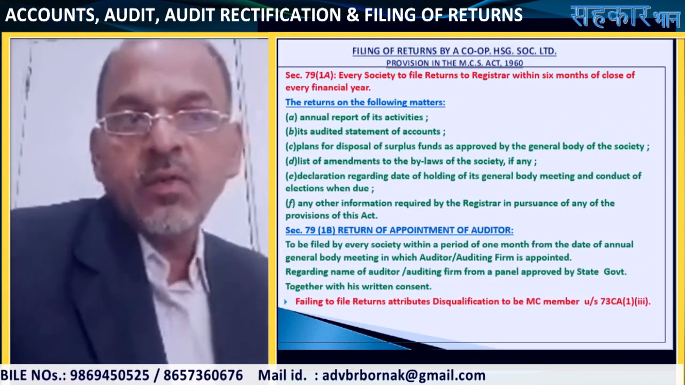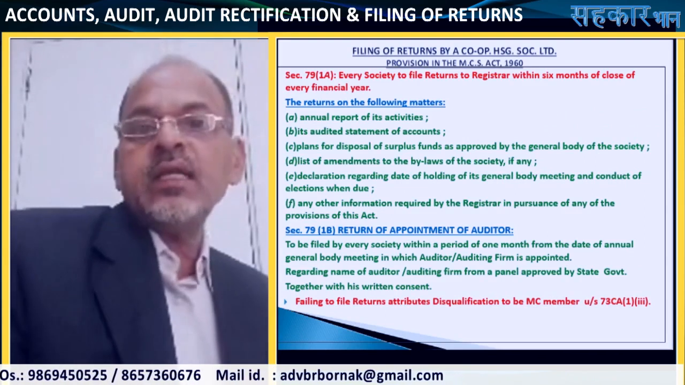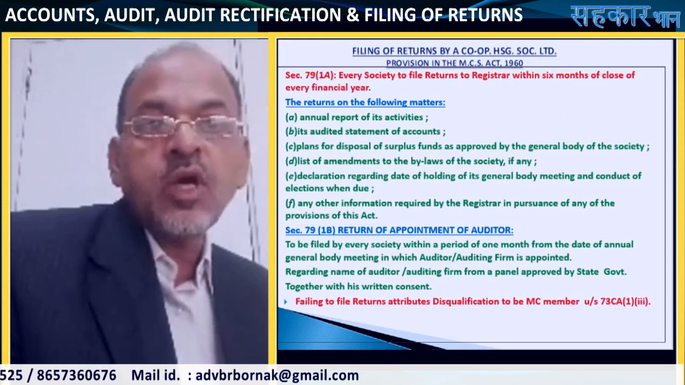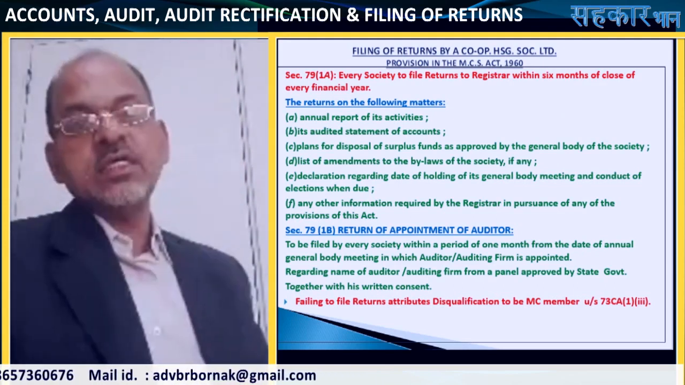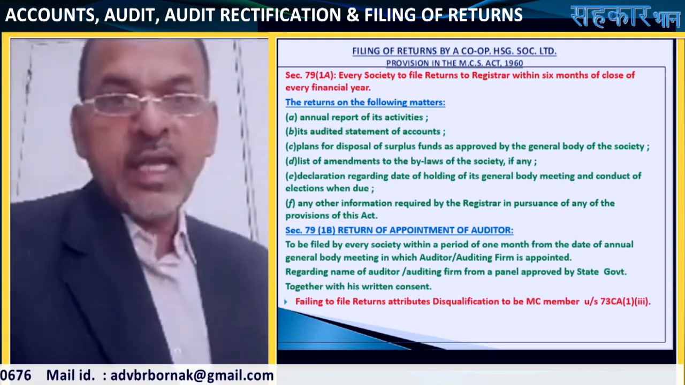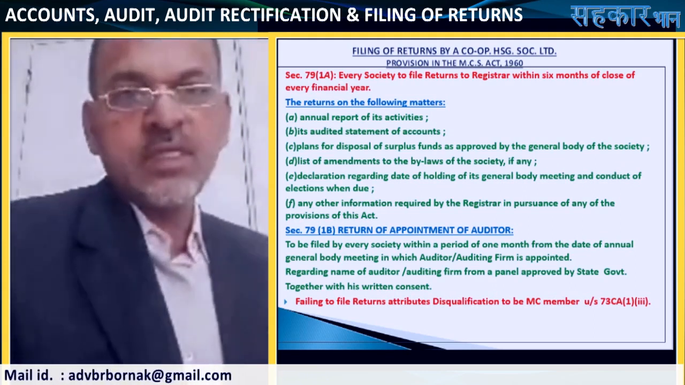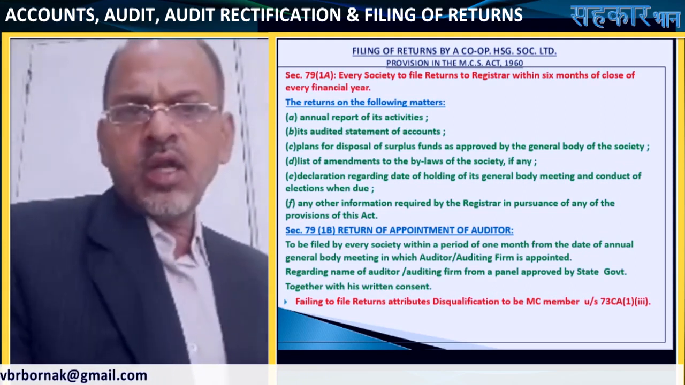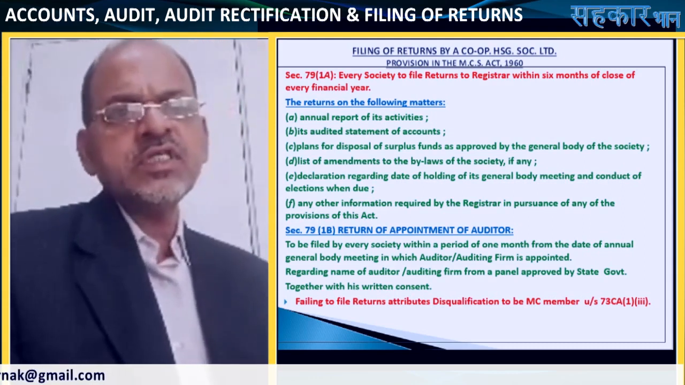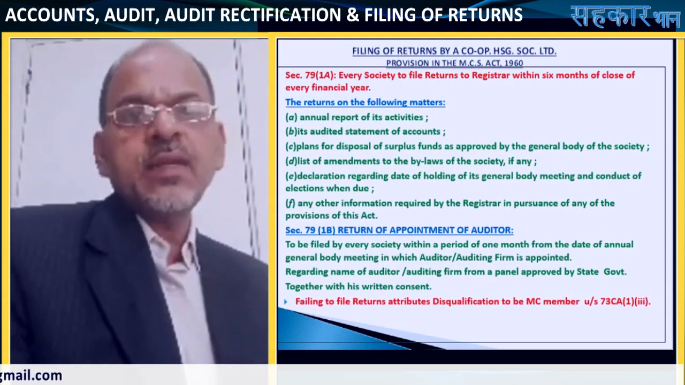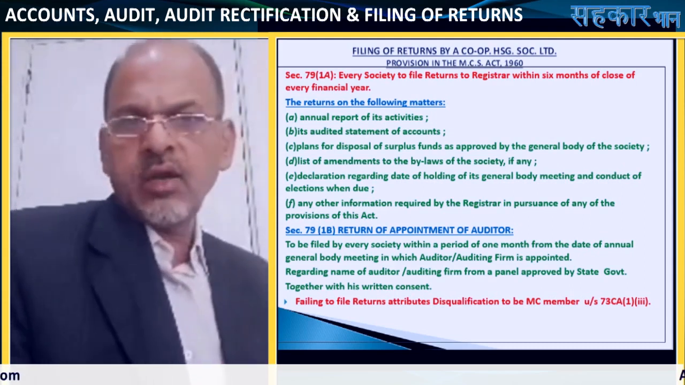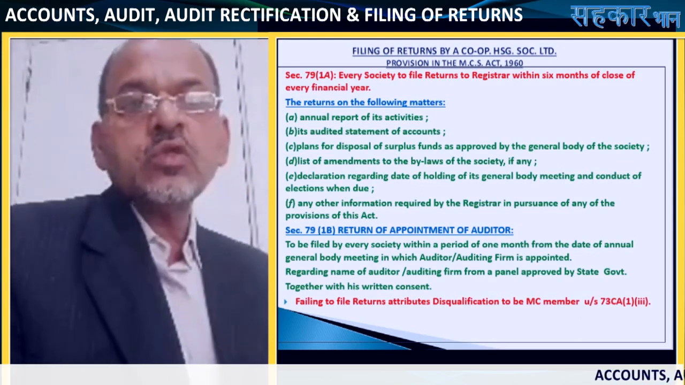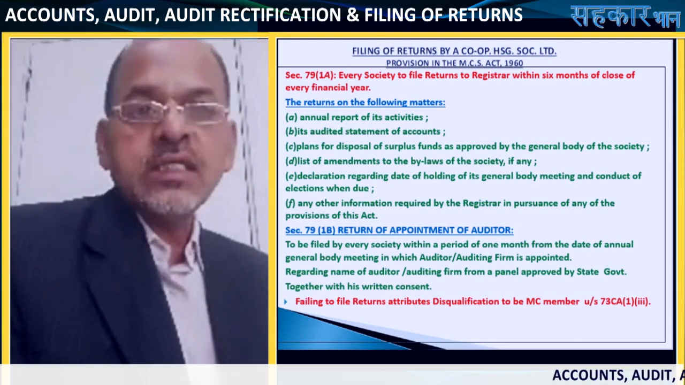What section 79(1)(a) says: every society will have to file returns to the registrar within 6 months of close of every financial year. Here every society is required to file annual returns as prescribed under this section within 6 months, that is on or before 30th September, to the registrar. These returns can be filed online as already explained by me. So which things are included in this return that societies are required to file with the registrar?